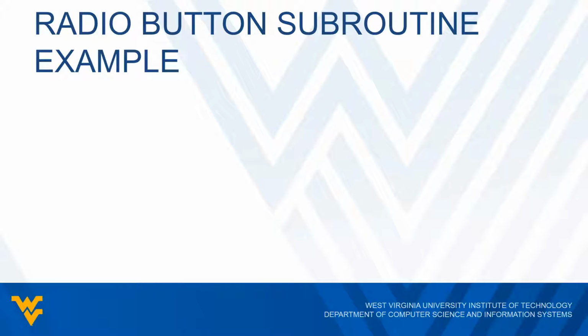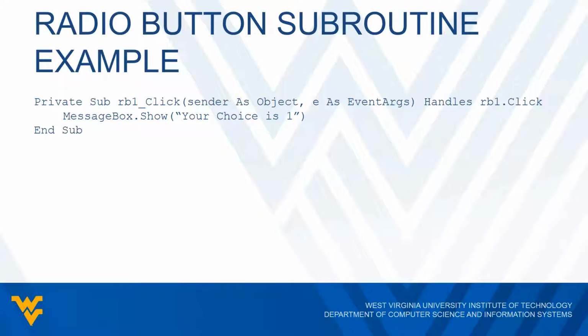Let's take a look at a couple of quick subroutine examples just to show you what we can do with a radio button when we click on it. So here is one sub-procedure. It's the same one that we just showed in the last slide. Let's suppose we have a radio button called RB1, and we're handling the event of clicking on it. We can display a message box that says your choice is 1. So whenever we click on the radio button, a message box pops up that says your choice is 1.